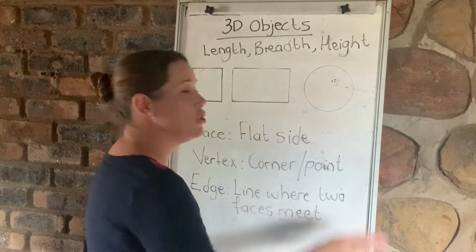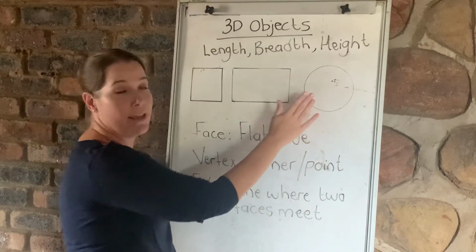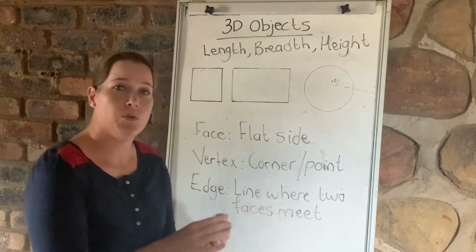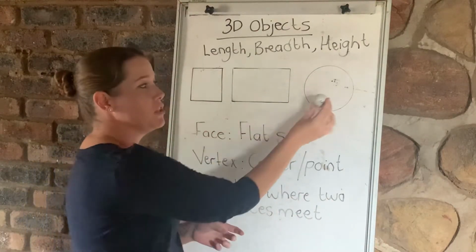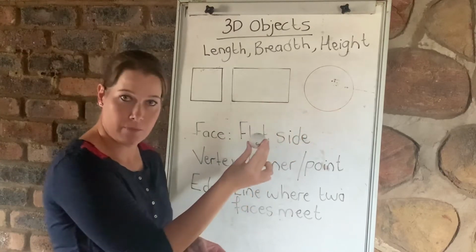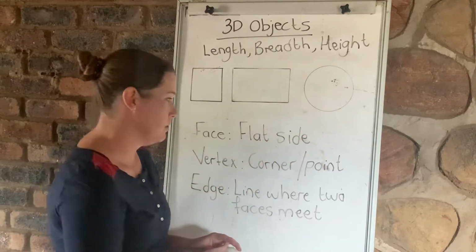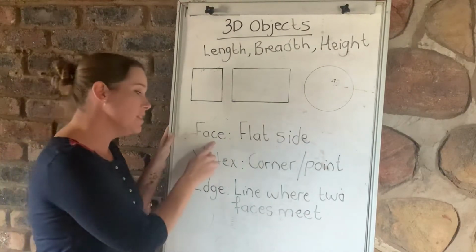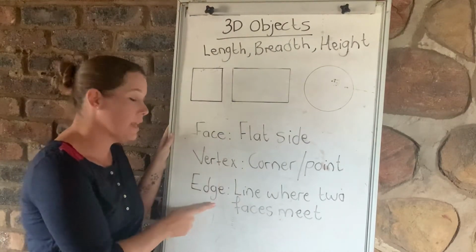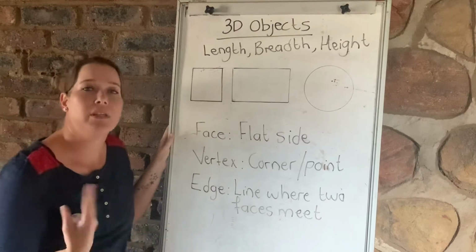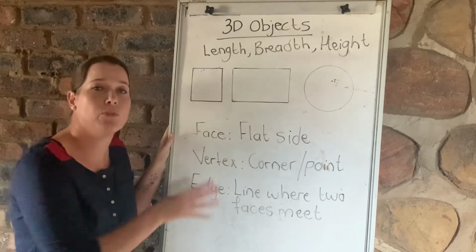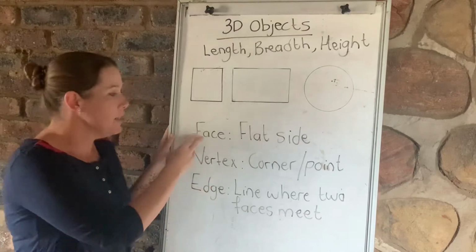The circle is a 2D shape because it doesn't have height. But the 3D object will be a sphere because it's not flat, it has height. Those are the basics. Now, 3D objects have faces, a vertex, and edges. Now, you will also hear me talk about vertices. That's just the plural for a vertex. Let's start with the first one.